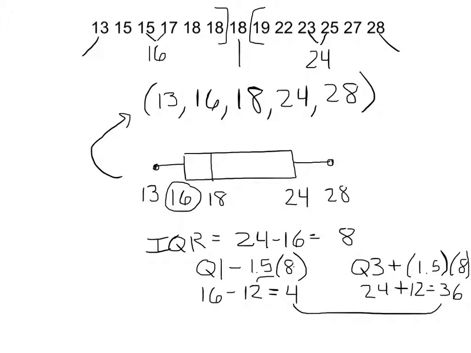So let's go to this data set then. Same data set. Okay, nothing changes about it. I still have my 18. I still have my 16. I still have my 24. But I changed the end number. So now I'm focusing on 38.